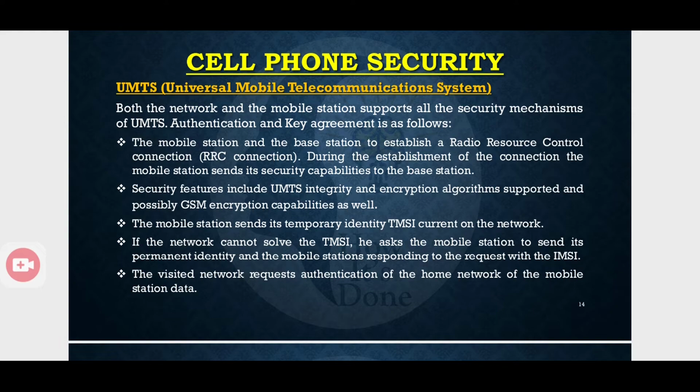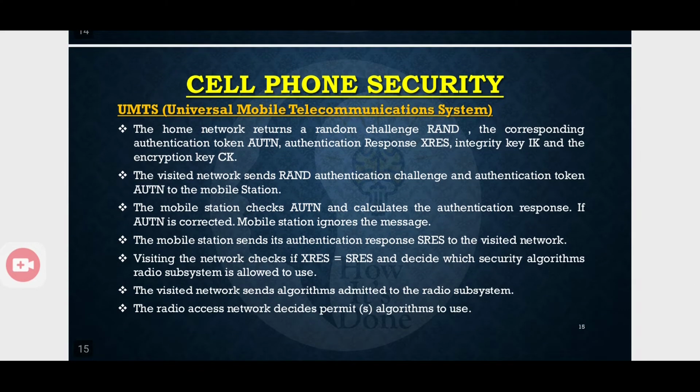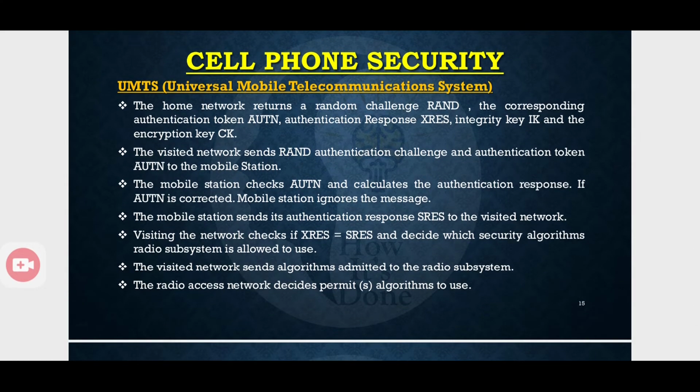So TMSI or IMSI can be sent to the visited network. The visited network requires an authentication of the home network of the mobile station data. There is a need of authentication between the home network as well as the visited network. Then the home network returns some data that includes some RAND, authentication token, XRES, integrity key as well as encryption key, etc. All these are returned by the home network.